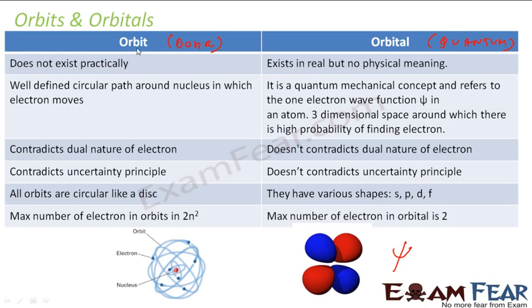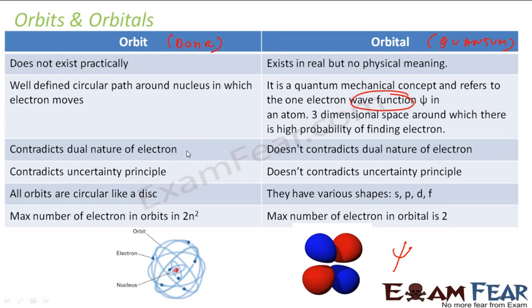In this theoretical concept of orbit, Bohr defined orbit as a well-defined circular path around the nucleus in which the electron moves. Orbitals are nothing but a quantum mechanical concept and refer to one wave function. It's the three-dimensional space around the nucleus in which there's a high probability of finding electrons. It's nothing but a wave function.